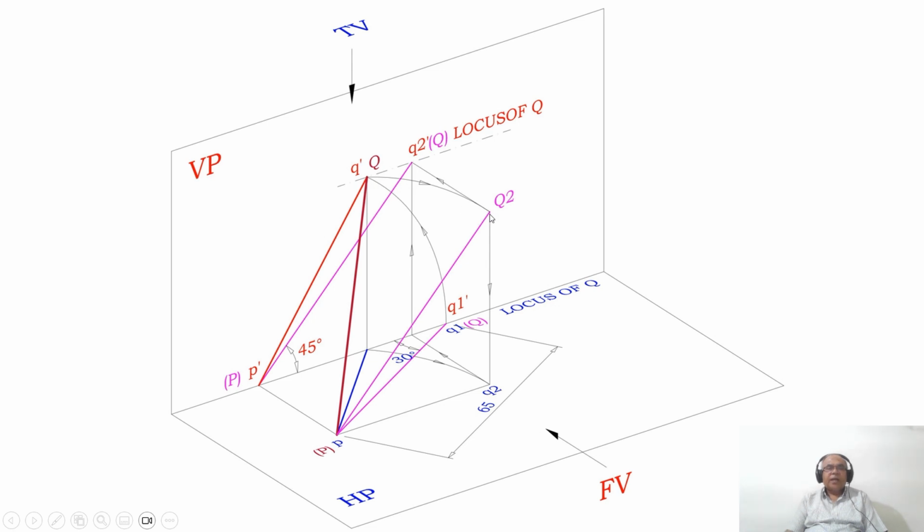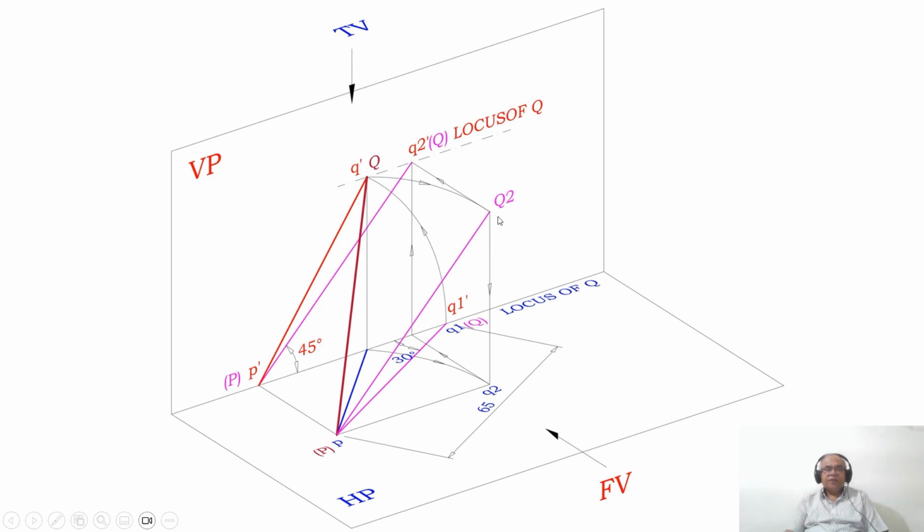Once I rotate this, what happens? Q is on VP now. So I want to take this line to be parallel to VP. How to get it parallel to VP? Here, with P as center, taking the radius of PQ, rotate this such that both P and Q2 are in front of VP by the same distance. So P is here, then Q2 is going to be here.